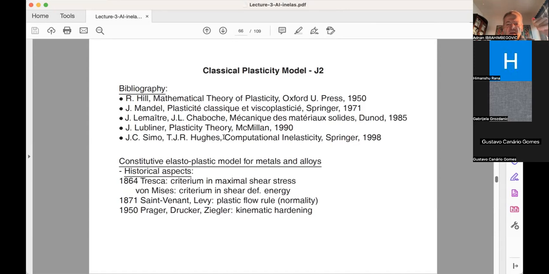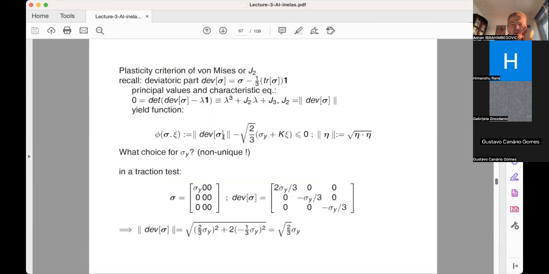that we're talking about. And then the normality rule with this, that follows from the principle of maximum plastic dissipation, was also something that goes back to the works of Saint-Venant, Levy, and so on and so forth. So let's see what this criteria should be.